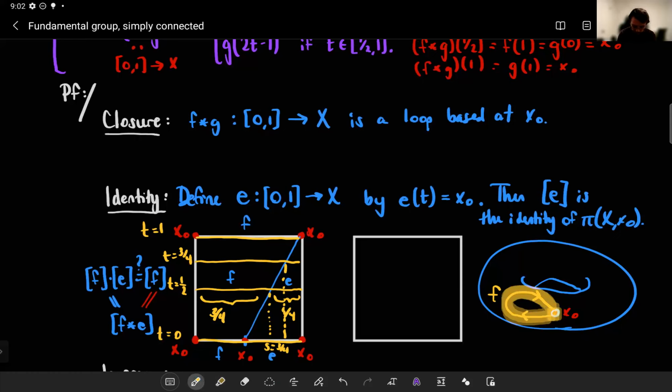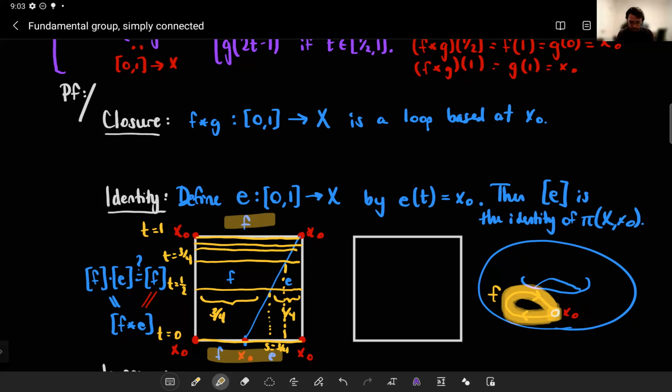And then gradually keep doing that. It's a nice continuous thing you're doing. You're just slowing down little by little along F and then sitting at x0 for less and less time. And eventually you're just taking F at normal pace. Now it takes you exactly 1 second and you're not sitting at x0 at all. Which means we've constructed a continuous map from F concatenate E to F that is a homotopy.